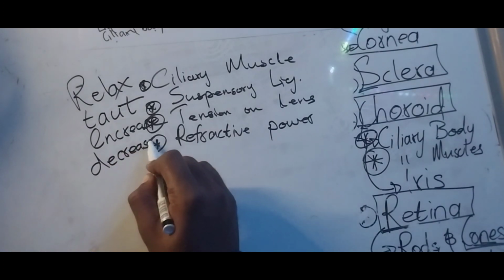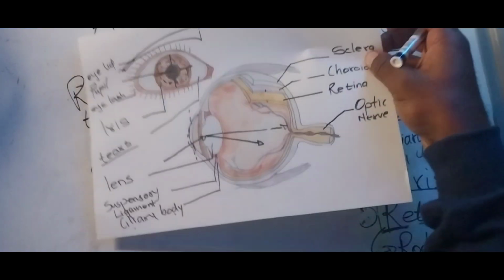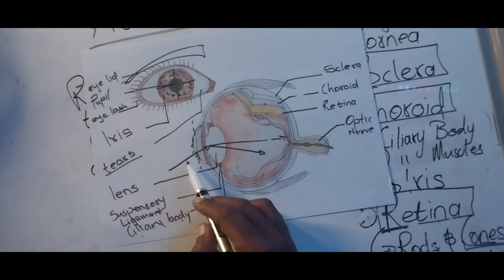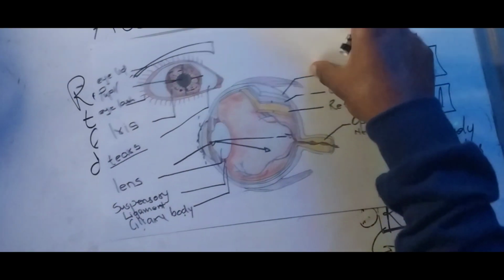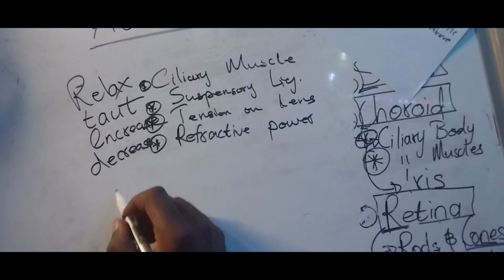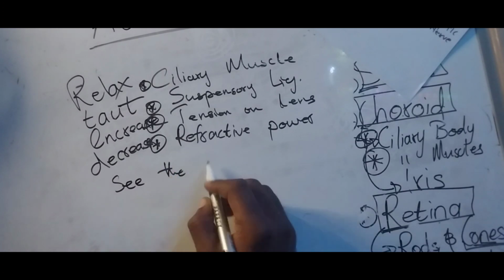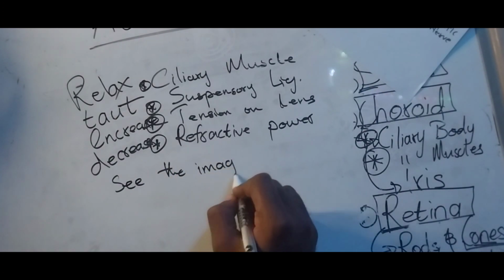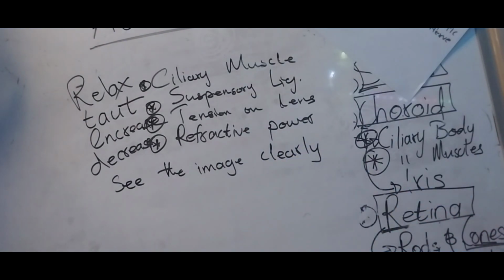Our refractive power is going to decrease, meaning when we are looking at something from a distance, how often will this light refract? It will go down. Simple as that. And then we are going to see the image clearly. Oh wow, this is so simple, right?